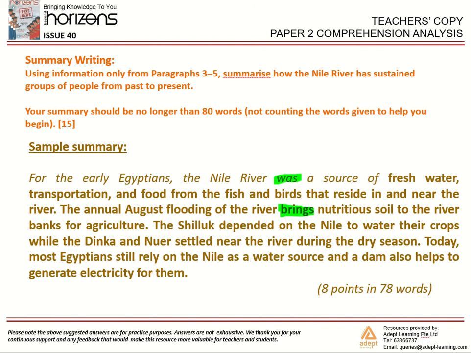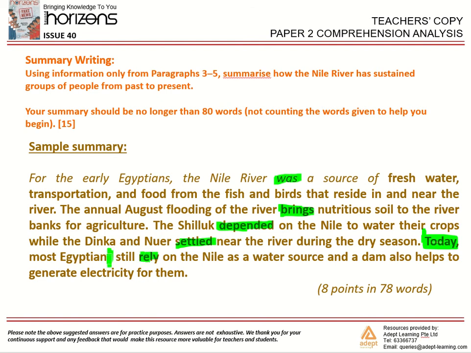The Shilluk depended. Why is this in past tense? Because it's in the past, on the Nile to water the crops, while the Dinka and Nuer settled, again in the past, near the river during the dry season. Now, "today" is important because it's a signal word that tells you it's referring to the present. Most Egyptians still rely on what?